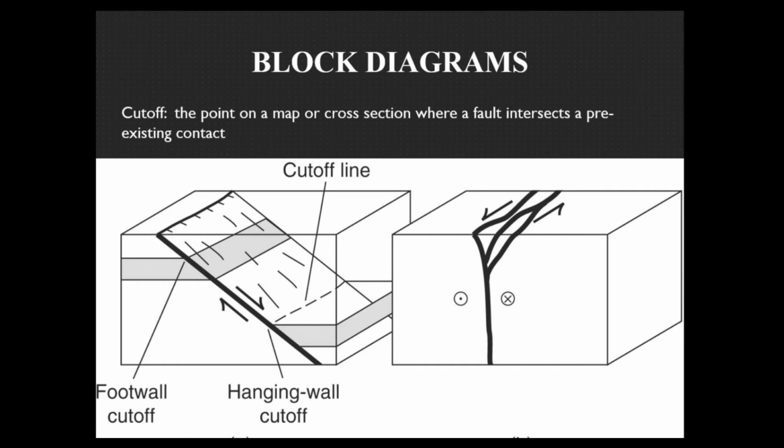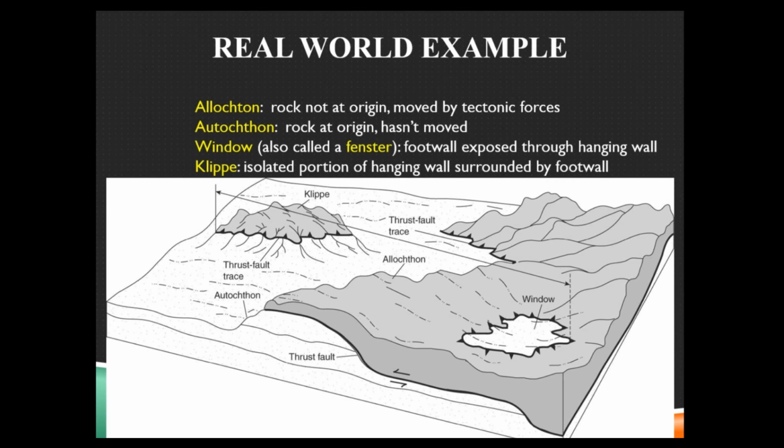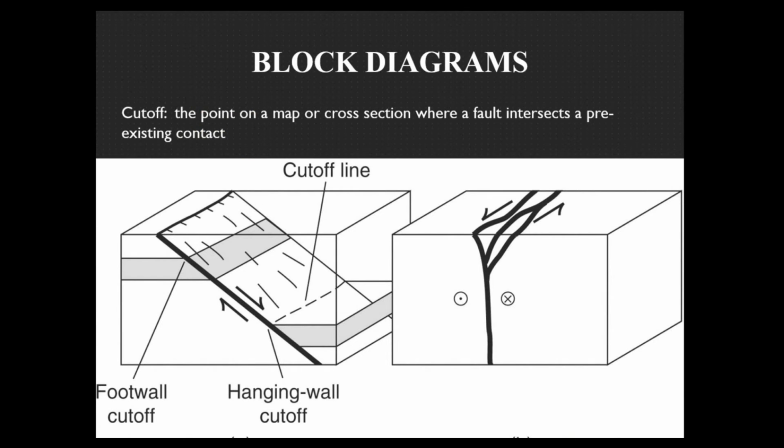Anytime it's the circle with an X, it's moving backwards into the screen or into the page, and the circle with a dot is moving out of the page. In some exercises that we do with fault symbols, you'll see these in the side view. When we're doing a map view, we never use the circle and the circle with the X. That's only for cross-section or block diagram view.